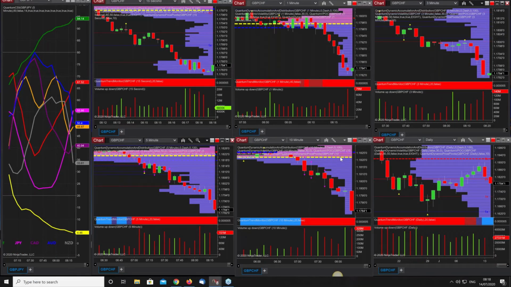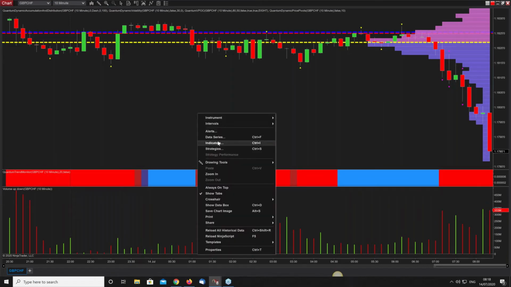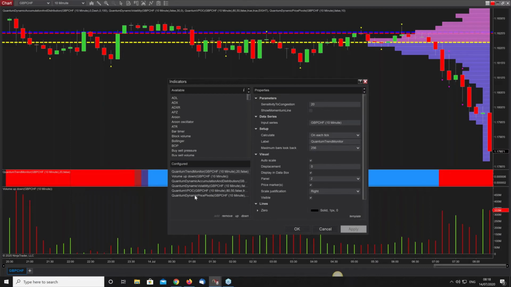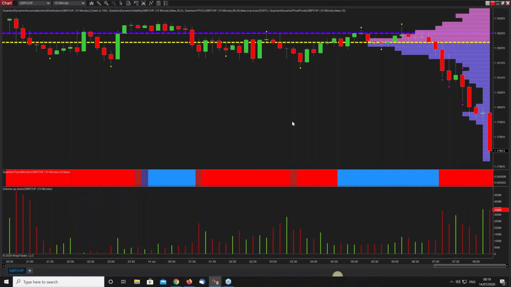So there we go. This one, as you can see on the 10 minute, I've actually got the volume building in real time. In other words, it's building every single tick change. It's very easy to do if you're on NinjaTrader. You just go into the indicators, you go down to volume up down, and you click it on here. You can either have it on tick or you can have it on bar close, whatever. This one's on tick, so it will fill real time.